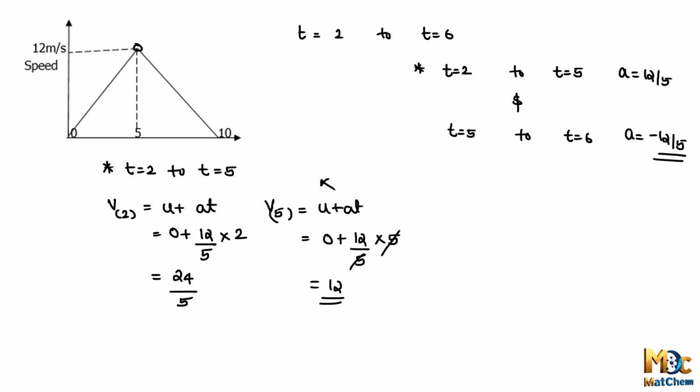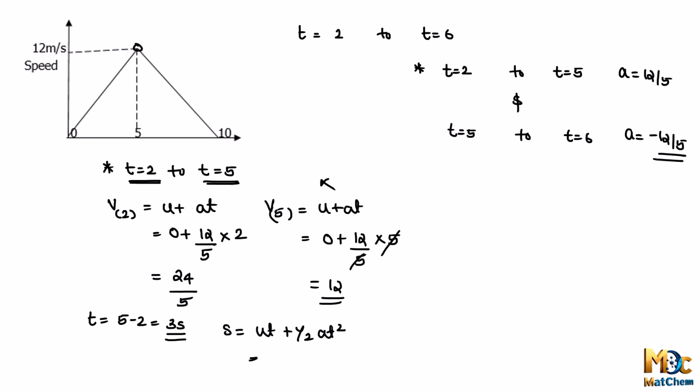Now we need to calculate how much distance it covered from time t equal to 2 to t equal to 5. Therefore, what is the net time? The net time is 5 minus 2, that is equal to 3 seconds. Therefore, S is equal to ut plus half at square. Here you need to understand one important aspect. From t equal to 2 to t equal to 5, its initial position is at t equal to 2 and its final position is at t equal to 5.